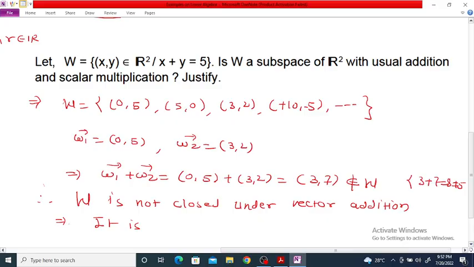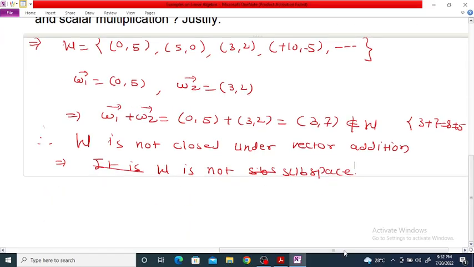Therefore W is not a subspace of R square. Next example.